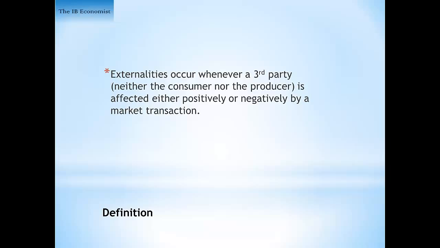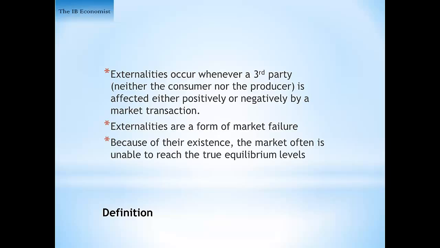Externalities occur whenever a third party, which is neither the consumer nor the producer of a good, is affected either positively or negatively by a market transaction. By a market transaction, we mean the sale and the consumption of a product. Externalities are a form of market failure. Because of their existence, the market often is unable to reach the true equilibrium levels.